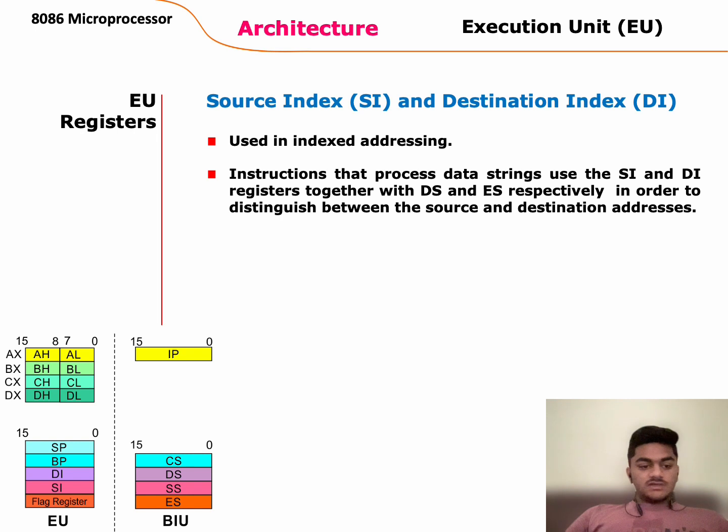Source index and destination index. The source index and destination index are used in index addressing instructions that process data strings. They use the source index and destination index registers together with the data segment and extra segment respectively, in order to distinguish between the source and destination address.